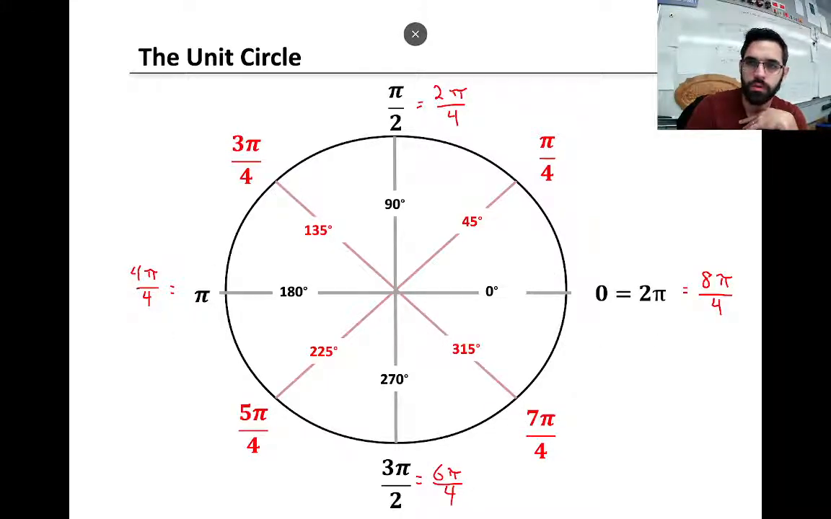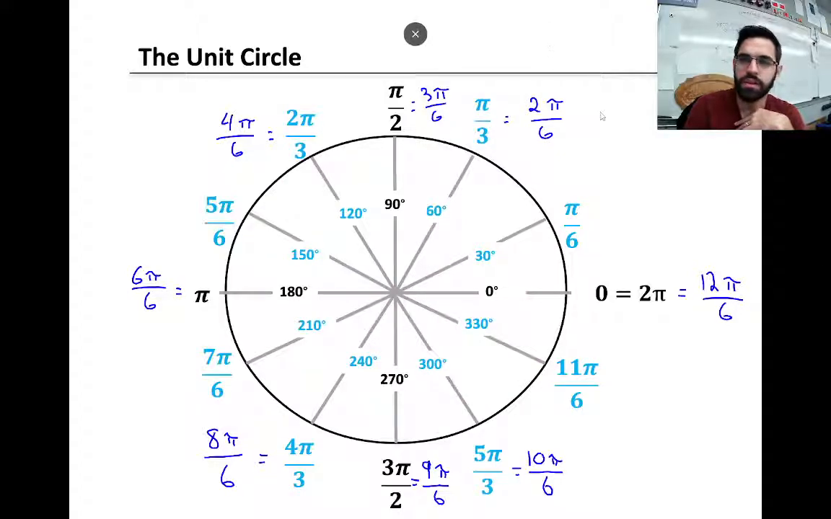Okay, some more benchmarks. Instead of cutting it in chunks of 45 degrees, if we cut it in chunks of 30 degrees, good stretch, we get the rest of our benchmarks. 30 degrees is pi over 6. So really we can just count by something pi over 6. 0 pi over 6, 1 pi over 6, 2 pi over 6, which is a fraction we can reduce to pi over 3, because 2/6 is 1/3.